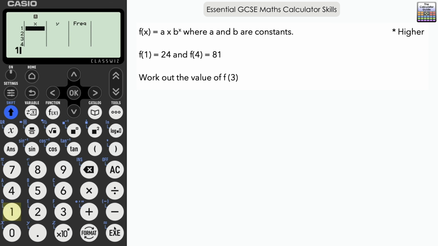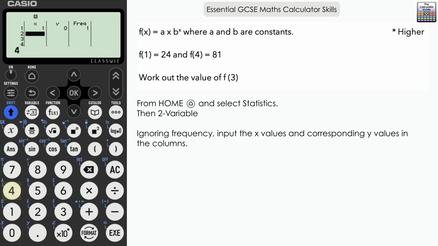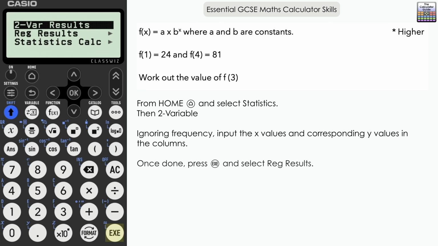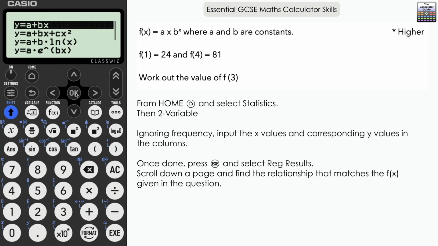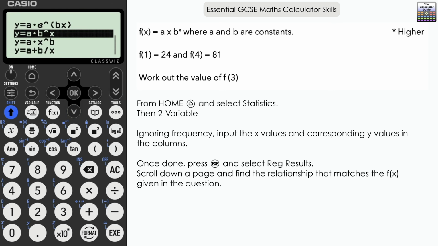I'm going to input that into the x column. Navigate to the y column and input the corresponding f(x) values. So 24 goes with 1 and 81 goes with the 4. Execute once we're done, and we want reg results again. And what we're going to have to do is define the relationship between y and x. Well, it's not on this particular page. What I'm going to do is scroll a page down, and then we can actually notice that it's this second one down here on page 2.